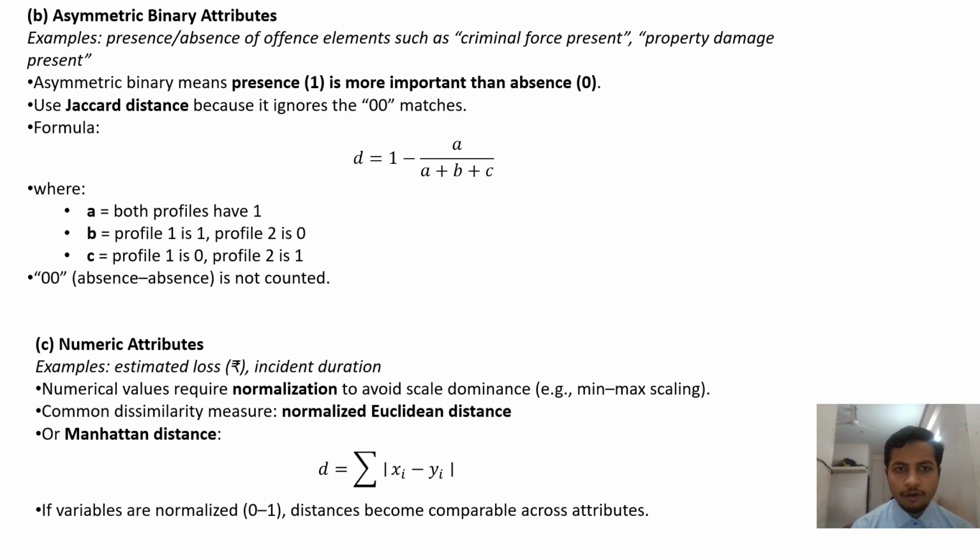Formula is D equals 1 minus A upon A plus B plus C, where A equals both profiles have 1, B equals profile 1 is 1, profile 2 is 0, C equals profile 1 is 0, profile 2 is 1. 0, 0 means absence, and absence-absence is not counted.